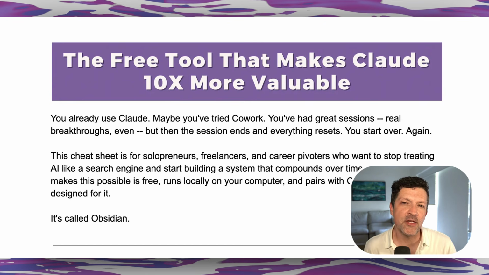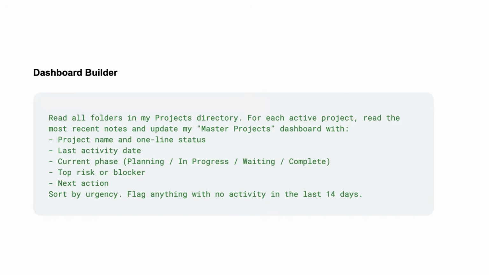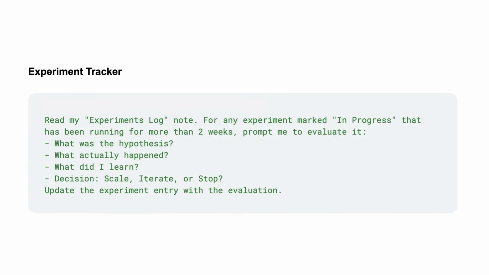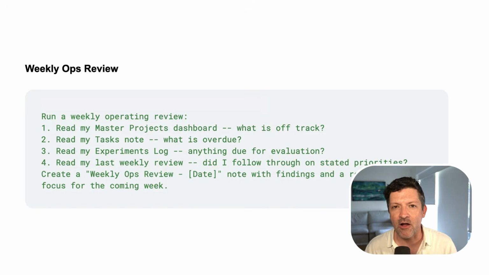This cheat sheet has 4 different operational prompts that you might want to take a look at. For example, there's one called the dashboard builder. There's one called the client pulse if you're doing any sort of client work. There's the experiment tracker. It's a big part of AI is experimenting, but we want to make sure we're keeping track and experimenting in the right direction with that experiment tracker. Weekly ops review. These are all copy and paste ready to just begin to fuel your workflows in any direction. You can obviously customize these to whatever you're working on.